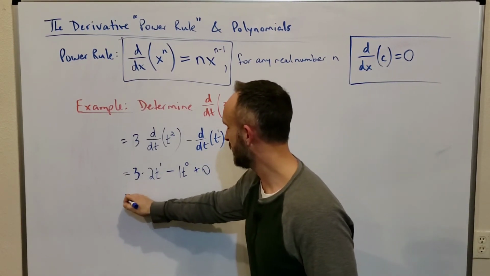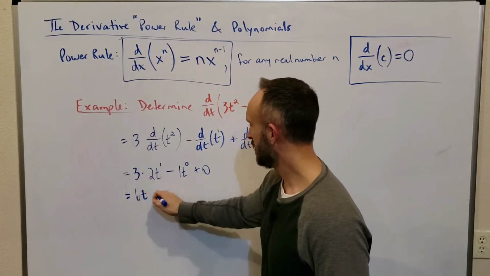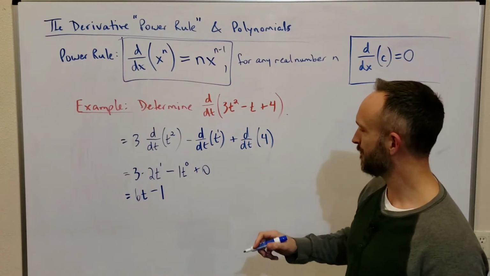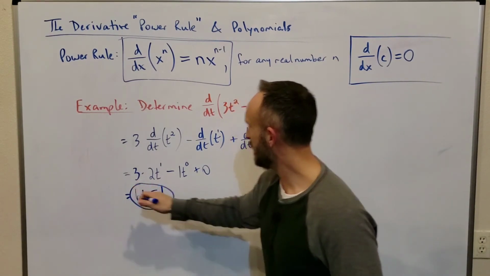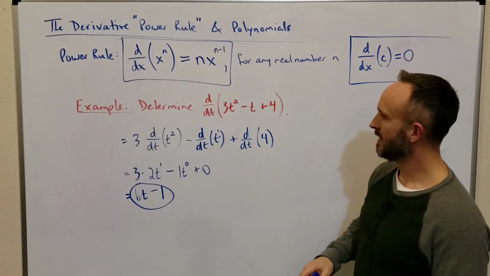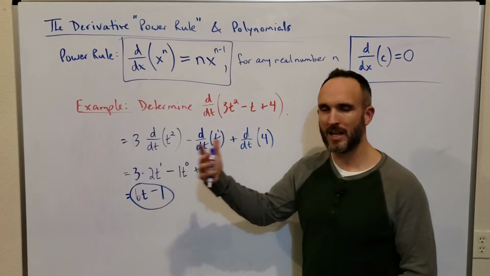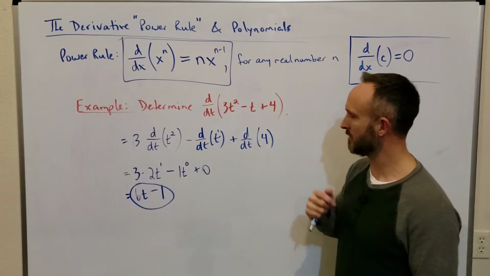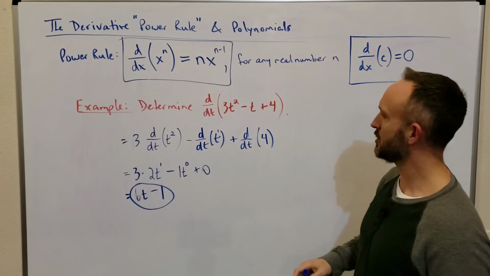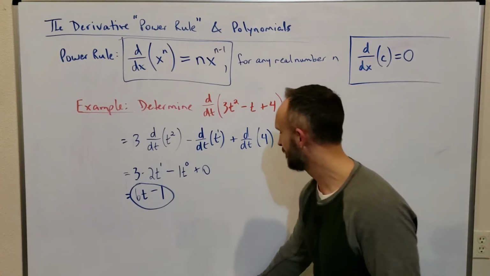Now let's simplify it. 3 times 2t to the first is just 6t, minus t to the 0 is 1, plus 0. Okay? So the derivative of this function is 6t minus 1. Now, eventually, you're going to jump right from here to here, and that's what I'm going to do as we proceed with more examples. We don't need to show all this extra stuff showing how we're doing it. The goal is to make this quick.